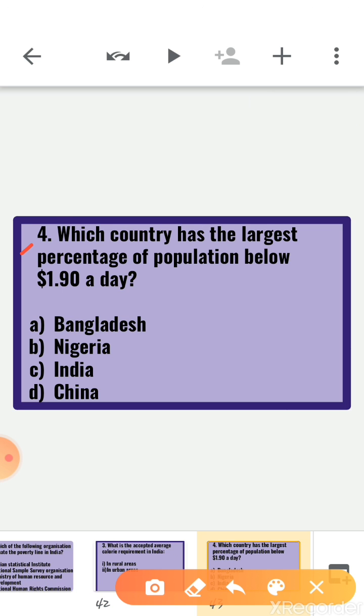Now the next question is, which country has the largest percentage of population living below the poverty line? Options are option A Bangladesh, option B Nigeria, option C India, and option D China. So which country has the largest percentage of population below the poverty line? Yes, option B, Nigeria, is the correct answer. So Nigeria has the largest percentage of population below the poverty line.